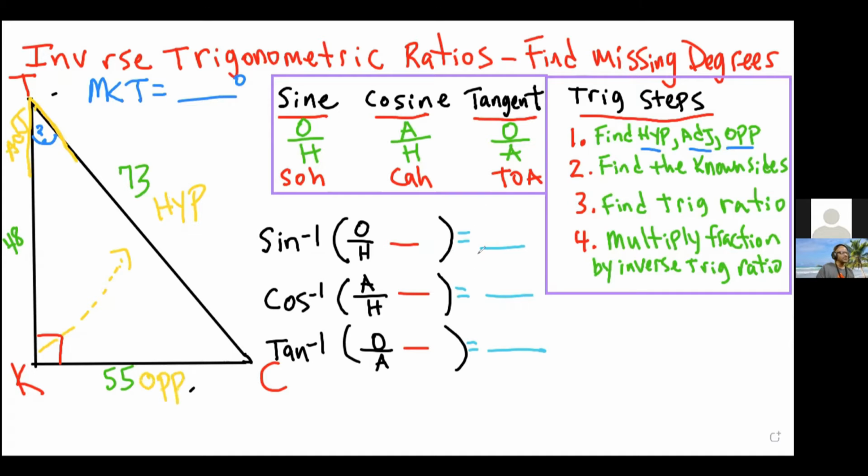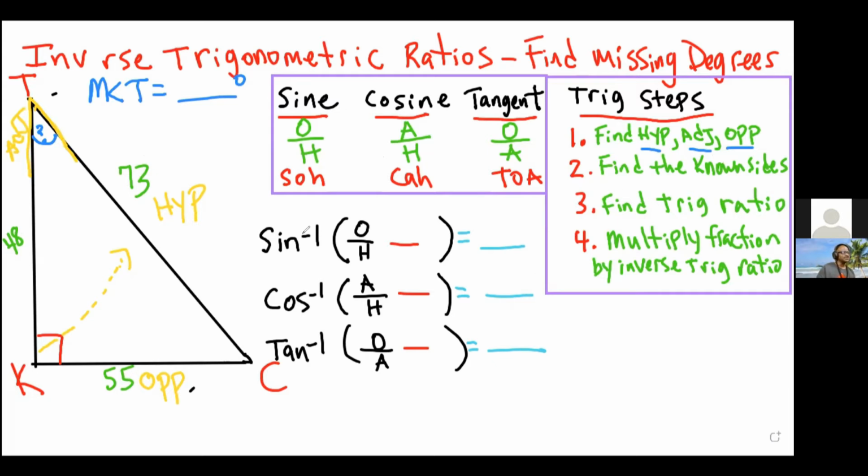Just like last time, we're going to use all of these trig ratios mainly because we have three different sides here. We know what they are, the unknowns. And so the number 2 here says find the knowns. It was very easy. We have 48, 73, and 55. Those are our known sides. Okay, 3 here says find the trig ratio.